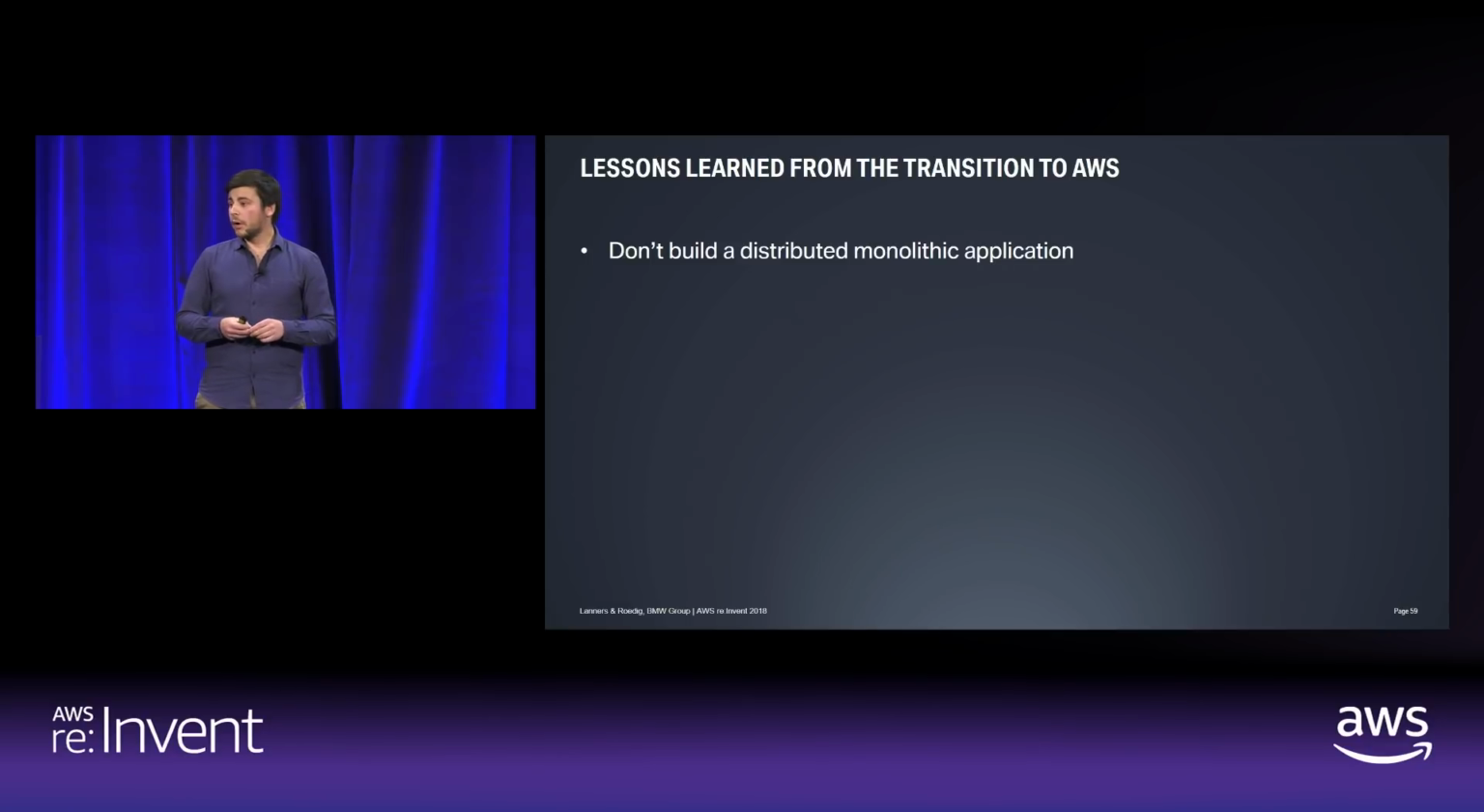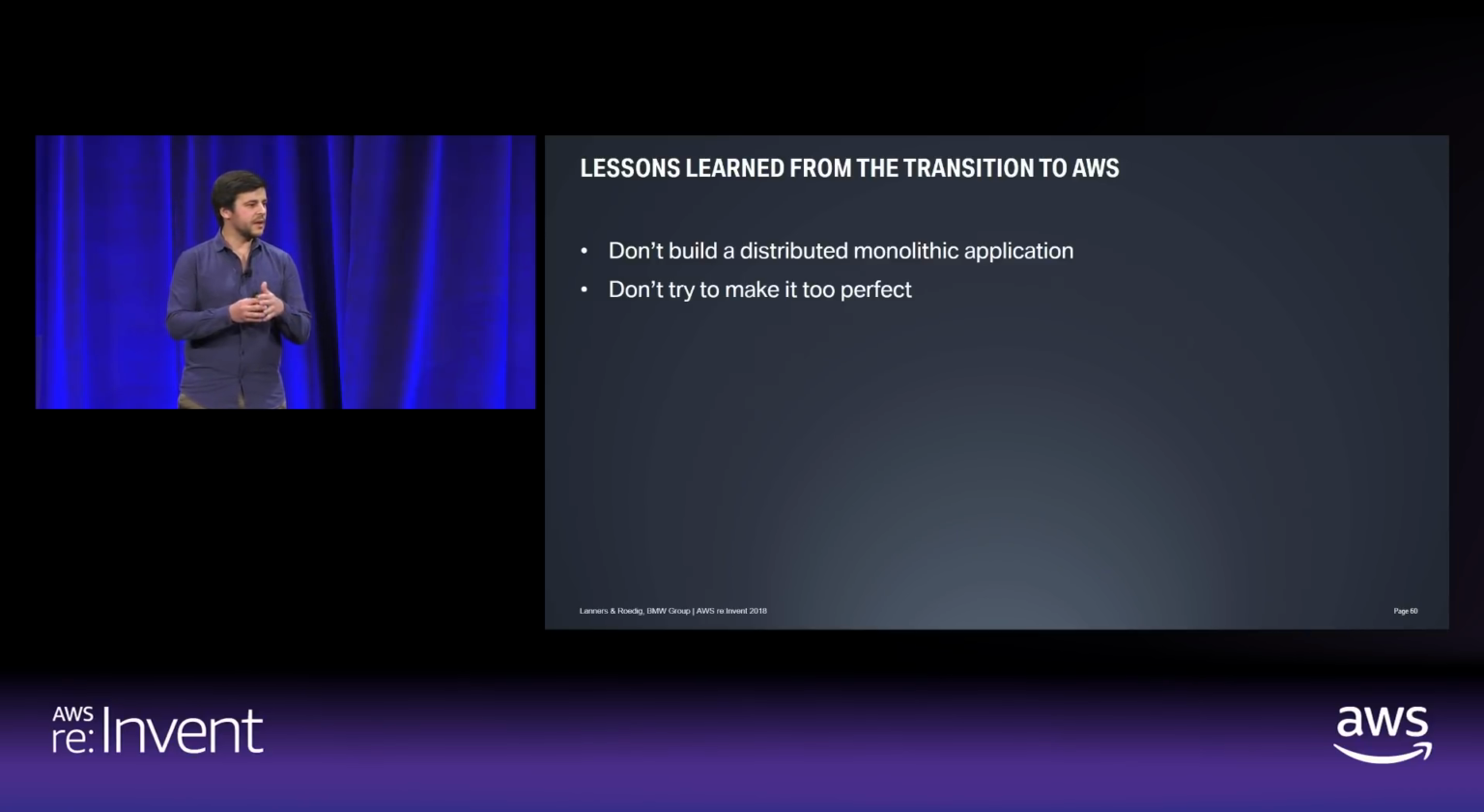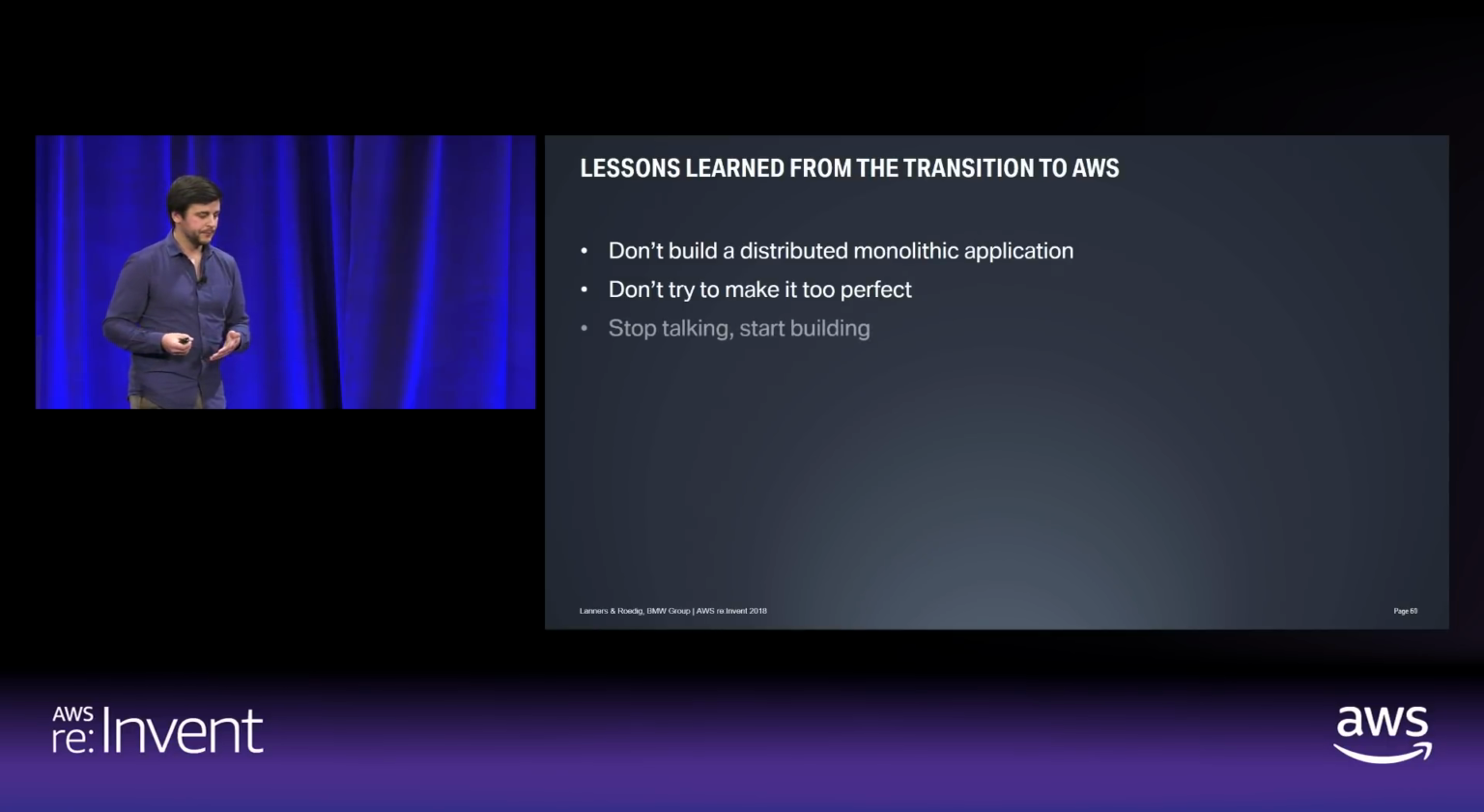We made our microservices cloud-ready with the refactoring to a microservice architecture. Here it's really important to make the microservices as independent as possible, at runtime and on the development level. Don't try to make it too perfect. It's good to have an initial solution and optimize it later on if necessary. Stop talking, start building. We all love to discuss technical solutions, but sometimes it's better to try out a solution with a short feedback loop.